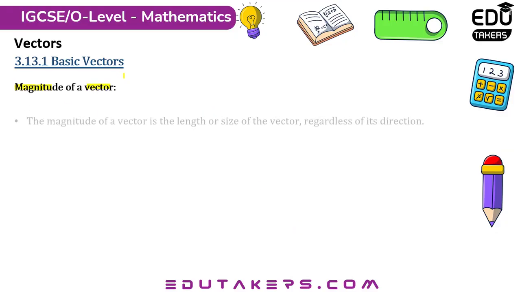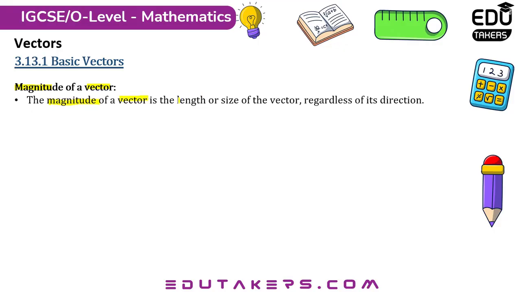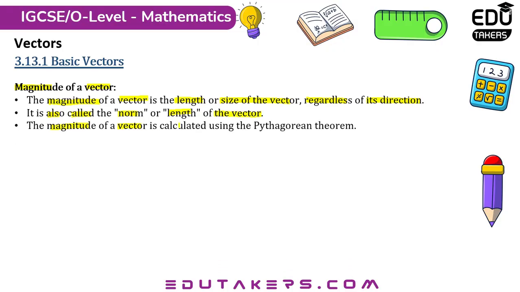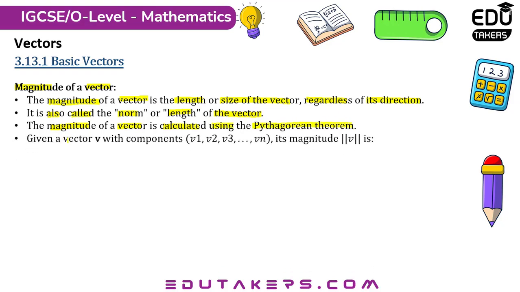Magnitude of a vector. The magnitude of a vector is the length or size of the vector, regardless of its direction. It is also called the norm or length of the vector. The magnitude of a vector is calculated using the Pythagorean theorem. Given a vector V with components v1, v2, v3 up to vn, its magnitude, the norm of V, will be the square root of v1 squared plus v2 squared plus v3 squared up to vn squared.